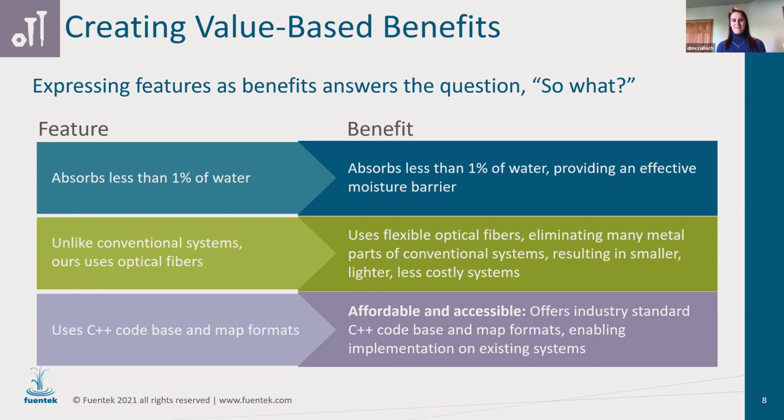This third one kind of demonstrates a way that we often do this when it's written, and we really pull those benefits out and make them bold. So sure, it uses C++ code, but why does that matter? It makes it affordable and accessible. And then you state that it uses that C++, but what does that enable? Well, implementation on existing systems. So you can see here that it's really that so what that takes something from a feature that's hard to figure out if you care about it or not, into a benefit that really draws somebody in.